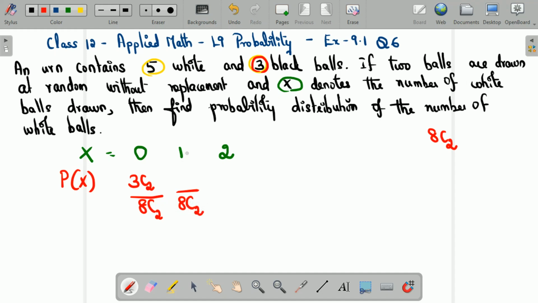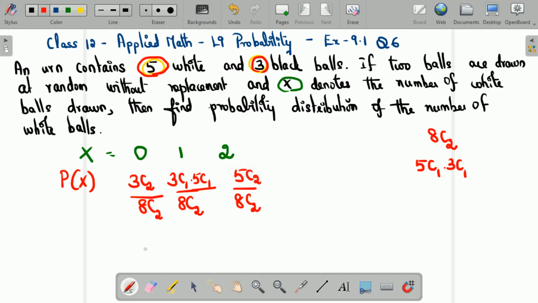So let's find out the probability that you pick 1 white ball. That is 5C1, but the other ball is black, so this is going to be into 3C1. So the numerator is 3C1 into 5C1. The denominator is 8C2. Now for x is equal to 2, again the total is going to remain 8C2. Now what is the favorable outcome? We are going to pick 2 white balls from the total of 5 balls. So this is going to be 5C2.